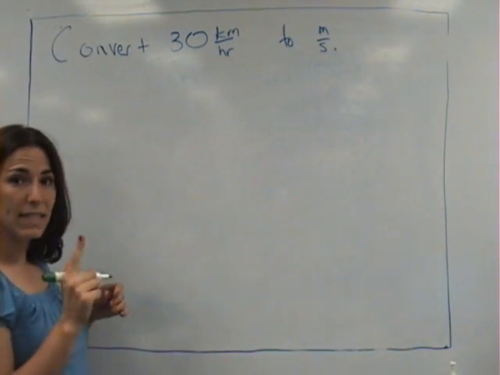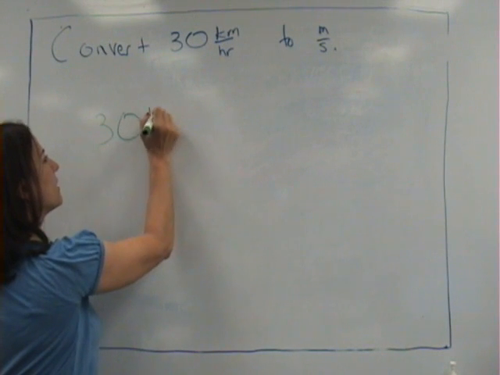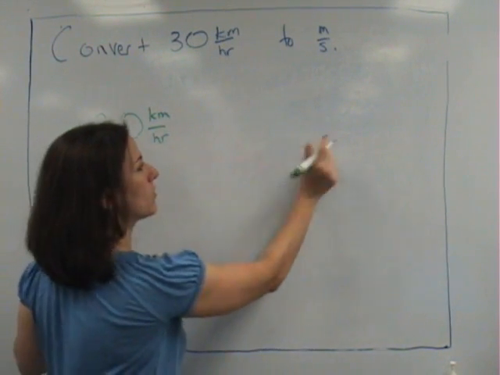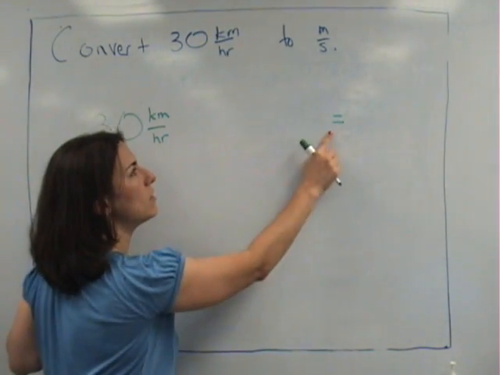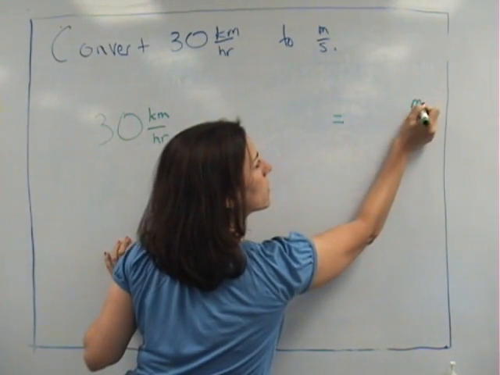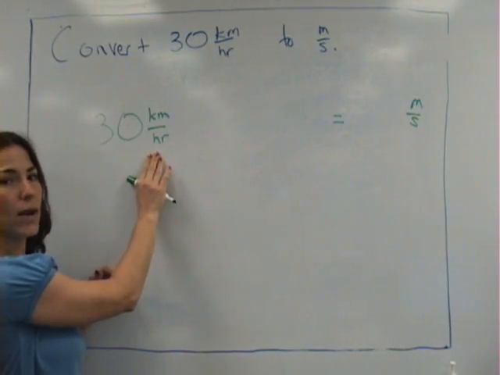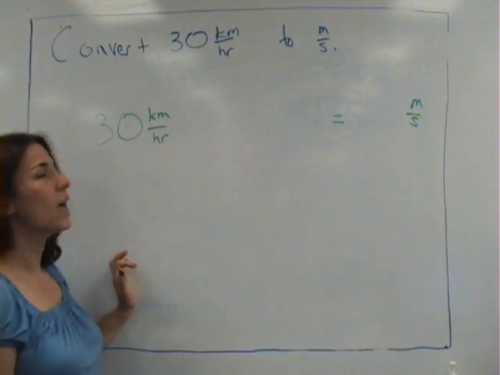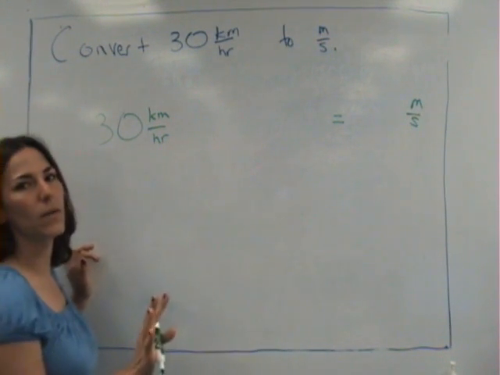So with this technique, you've got to write down what you're starting with. I'm starting with 30 kilometers per hour. I'm going to write that down. I'm going to give myself lots of room and then put my goal up there in mind. I want to figure out how this equals meters per second. So here's my starting number, 30 kilometers per hour. Here's my goal, to figure out how many meters per second that is. I'm going to need to convert kilometers and hours. Let's start with the easy one.